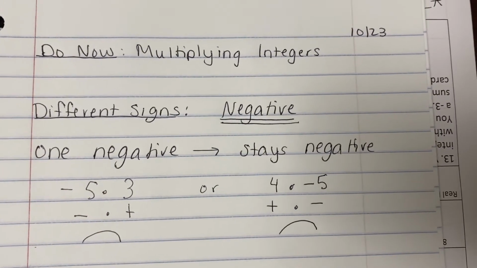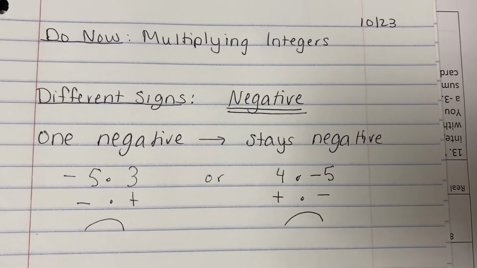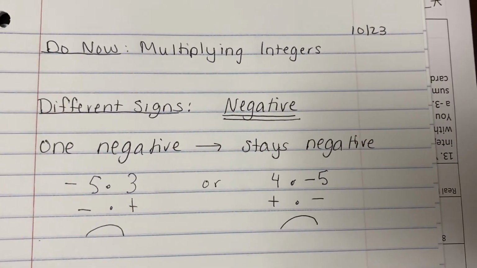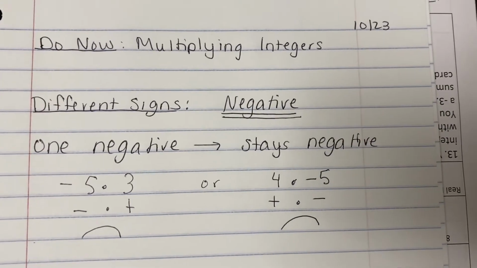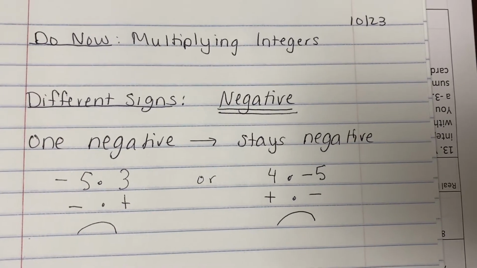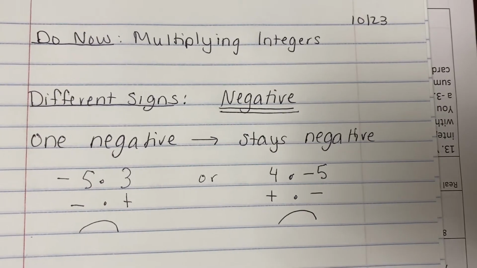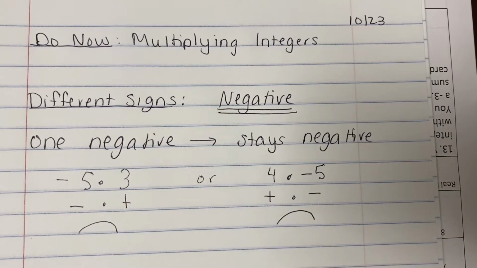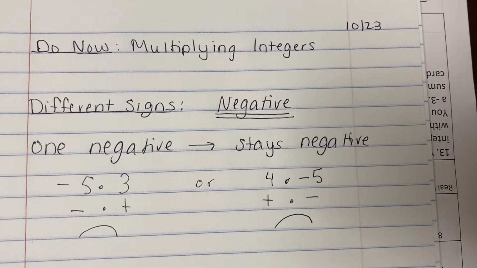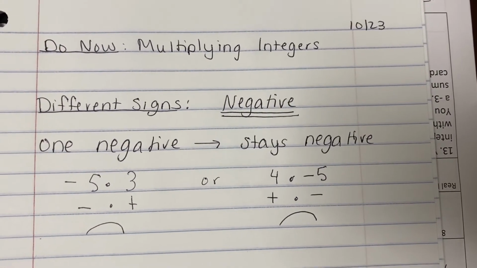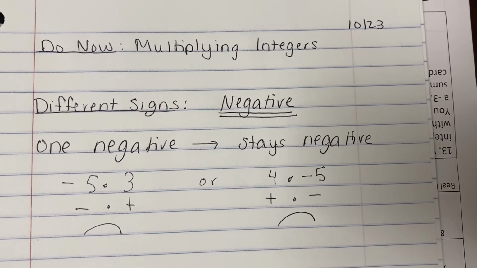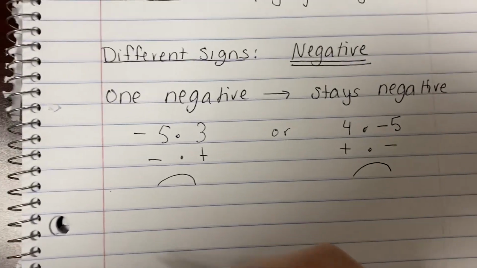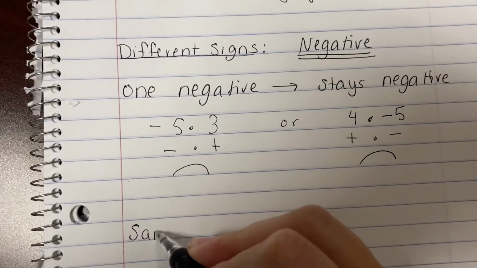So when you have different signs, your answer will always stay negative. So as soon as there's one negative, it stays negative. Okay, make sure you have this written down. Okay, once again, once there's one negative, the answer stays negative. Okay, sad face, you can draw a little sad face if it helps you. Now, the rule is different for same signs. You're going to write same signs.